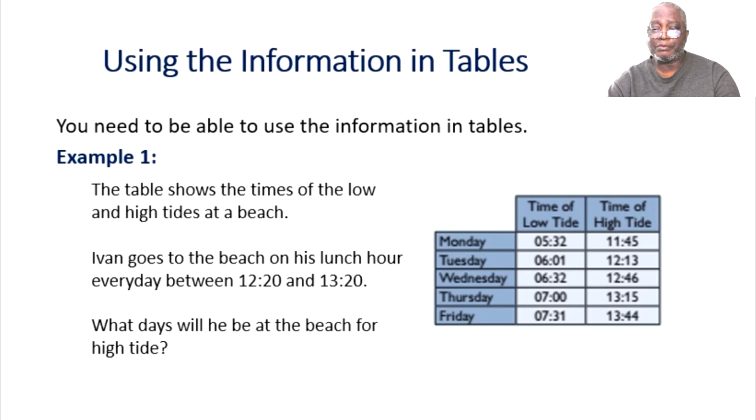So you look at the table. What do you see as the column headings? Time of low tide, time of high tide. And then for each day, it tells you when this phenomenon occurs. What day will he be at the beach for high tide? You can simply look at that and find your information. Let's find out what days it will be.